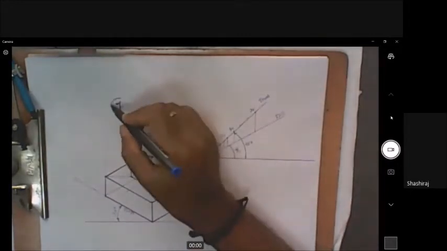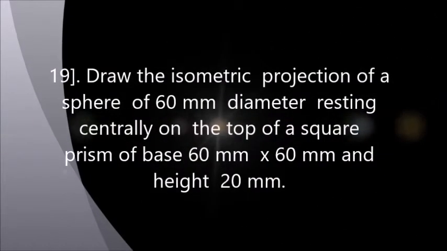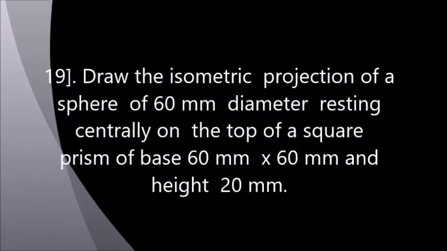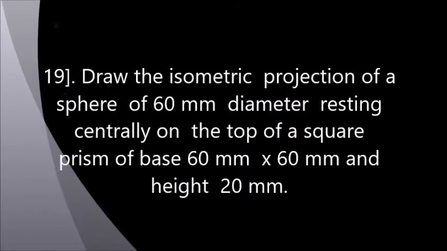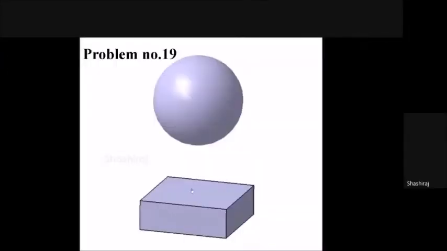Problem number 7. This is a concept that we use for all the problems. There will be 2 solid or 3 solid combination. Type of solid can be anything. I have taken very simple objects now. Square prism is the simplest example, but it can be a cylinder placed on a square prism, or a cone placed on cylinder, or a prism or pyramid placed on a prism, anything. One is a sphere and this is the square prism.